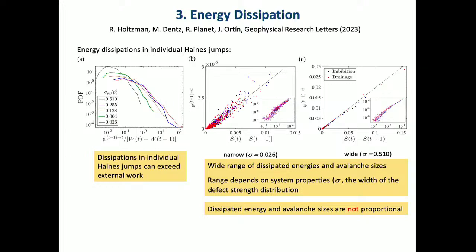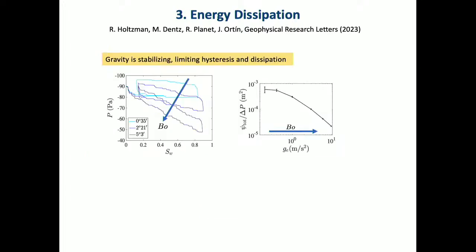The other interesting thing is that the dissipation is not proportional to the size of the Haynes jump. One could naively think that the dissipation is just proportional to the size. Okay, it is not, especially for the smaller sizes, as you can see here. This is in log-log scale, so this is magnifying this part, and you see that this departs from a linear behavior very clearly. So dissipated energy and avalanche sizes are not proportional.